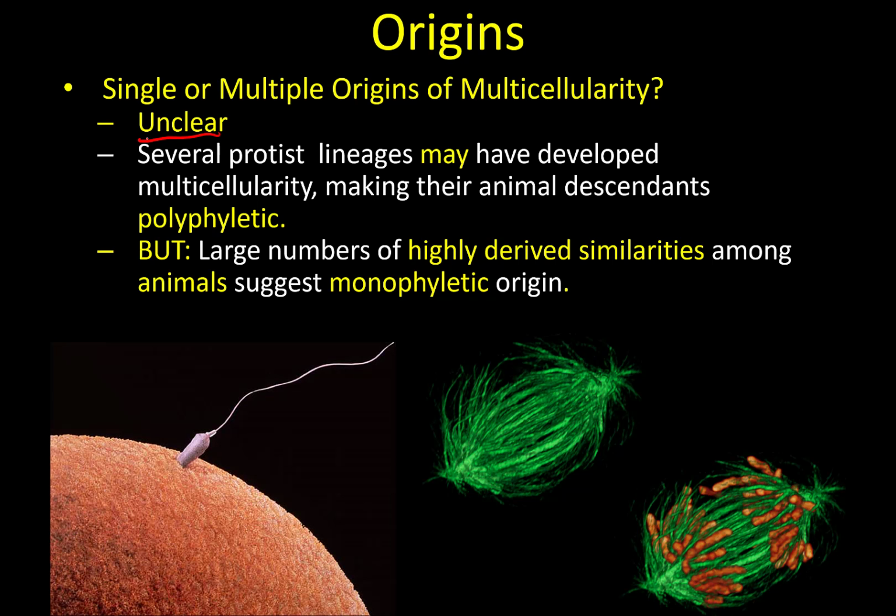We don't really know. It's possible that several different protist lineages may have developed multicellularity separately, which would make their animal descendants polyphyletic. The trick is, there are large numbers of very, very derived similarities among the animals that suggest a single monophyletic origin for all Animalia. It's kind of hard to have this many really specialized physical and chemical similarities among a group of organisms and not have all those similarities traced back to a single shared ancestor. This is what argues strongly for the idea that animals share a single common ancestor, and the odds are very good that since all animals are multicellular, that common ancestor was multicellular as well.